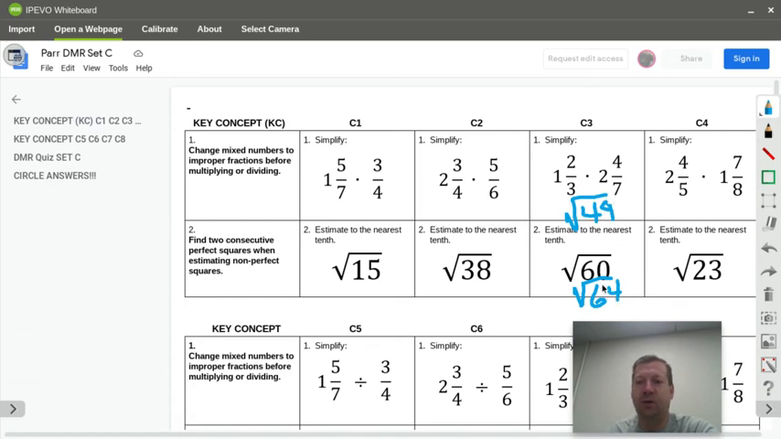Now, notice it's not just 1 or 2 away. It's 4 away this time. So I don't want to say that the answer is 7.9. It's probably 7.7 or 7.8. Those would both be good estimates. So I would say that it is about 7.8. And that would be an accurate guess.